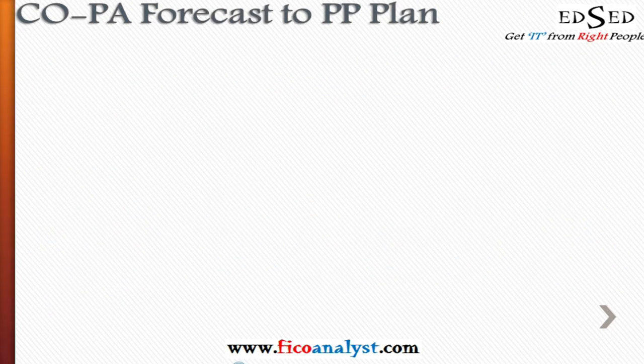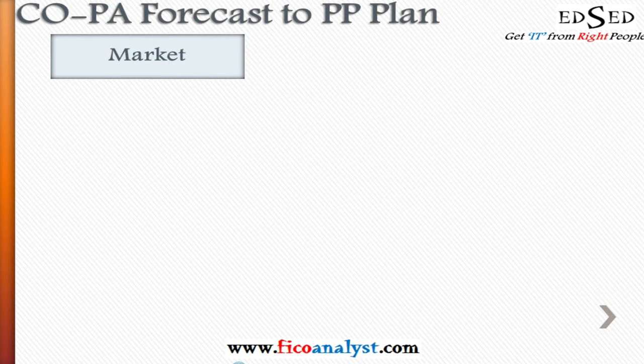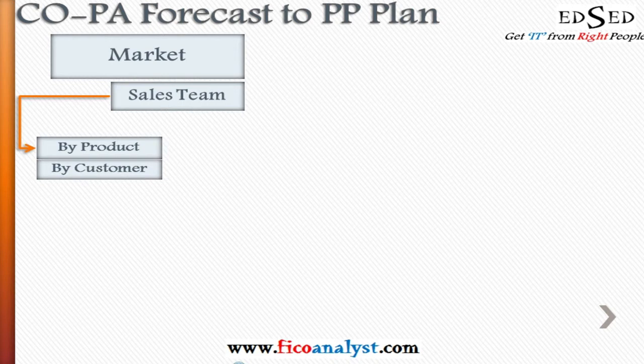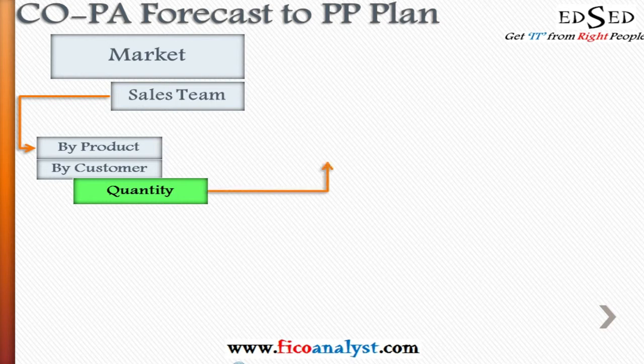In a graphical manner, if you see, we have the market in which you are selling your products, and you have the sales force, the sales team, which has direct linkage in the market. They will know first-hand information from the market, how much they are going to sell in a particular period by product and, let's say, by customer. Once this information is available, by quantity obviously, this is what you can call a forecast in the market, and this information is passed normally into the COPA module, right?